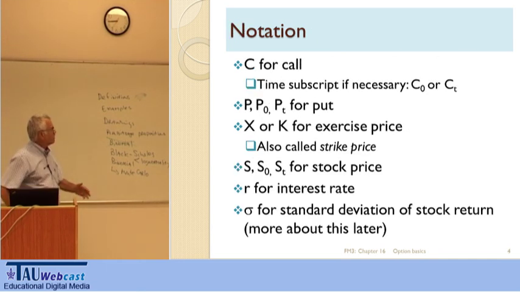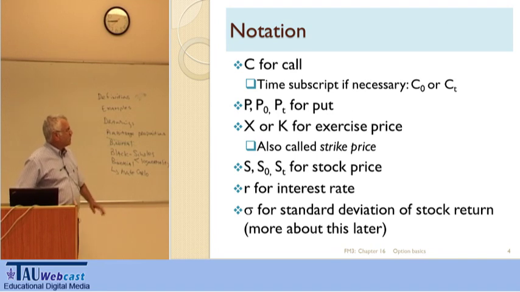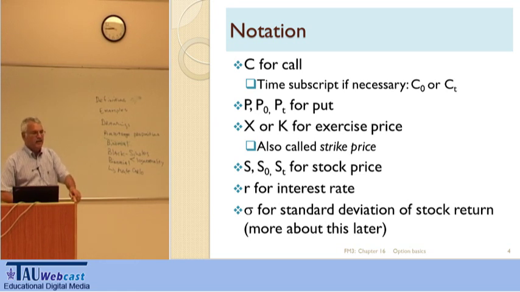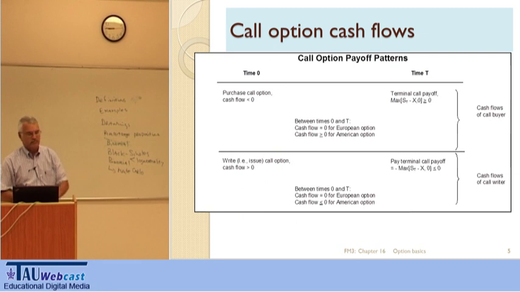Okay. This also is the notation that everybody knows, right? I'm going to use C for a call and P for a put, and either X or K, usually X, for the exercise price, which is also called the strike price. And I'm going to use S for the stock price, R for the interest rate, and sigma. That's the only interesting thing right now about options: the standard deviation of the stock return. So it's the standard deviation of the return of the stock on which the option is written. Stop me and ask me whatever you want.